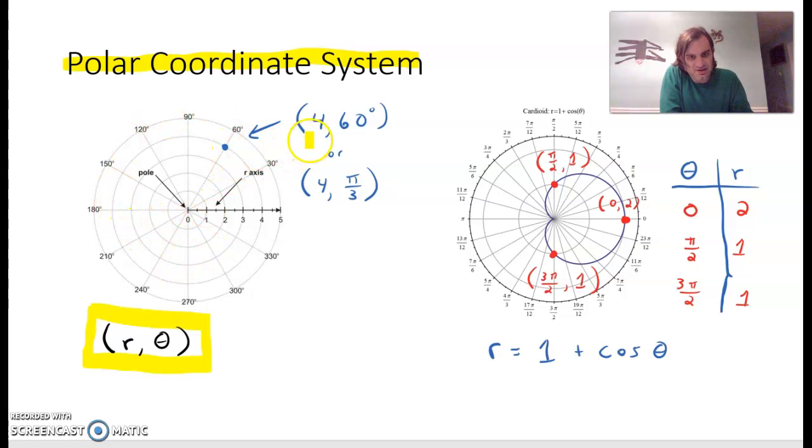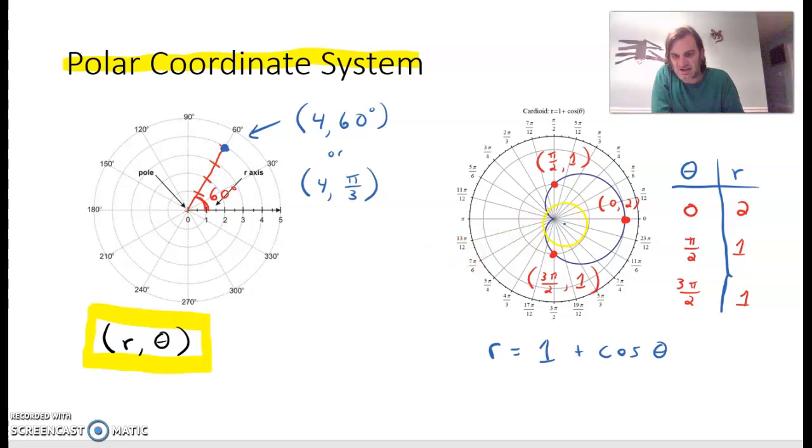So up here I've got the point 4 and pi over 3, or 60 degrees, and basically you can see that I've come out 4 units, 1, 2, 3, 4, and it is in the 60-degree direction. So that is how we plot a particular point.